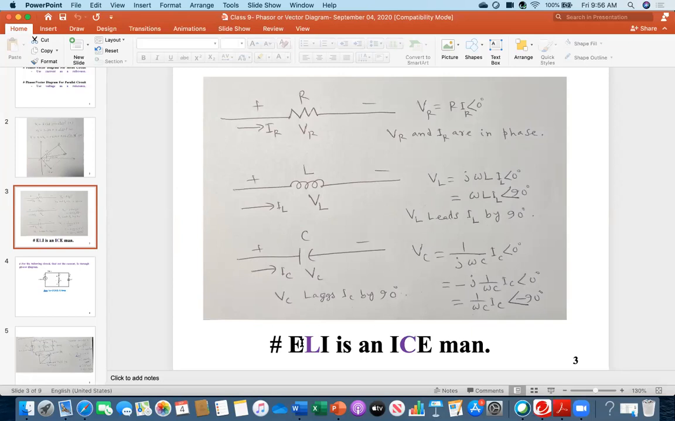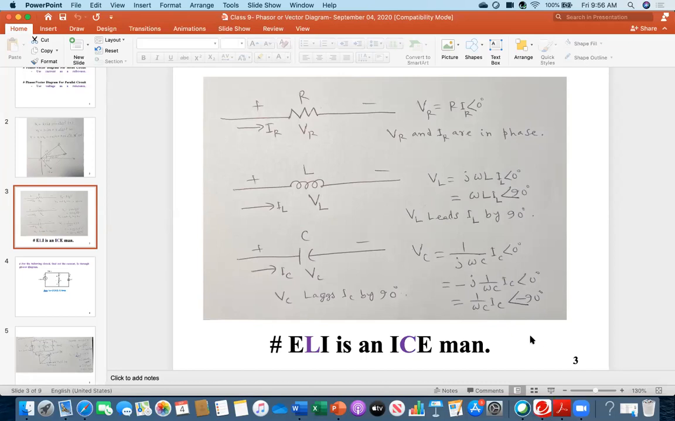So everybody, if you just remember this one, ELI is an iceman, then you will never make any mistake. For L, voltage will lead current by 90 degrees. In the case of C, capacitor, current will lead. That way I have placed the letter that indicates the leading position. In this case, voltage is in the leading position. Everybody, could you follow me what I am saying?